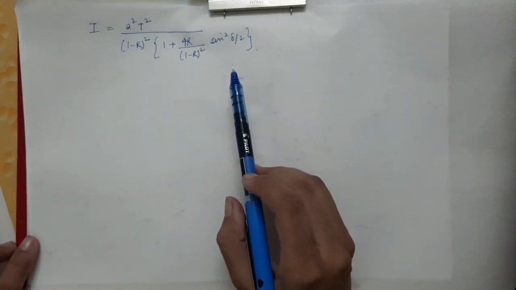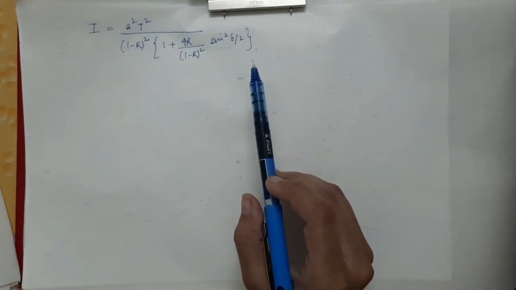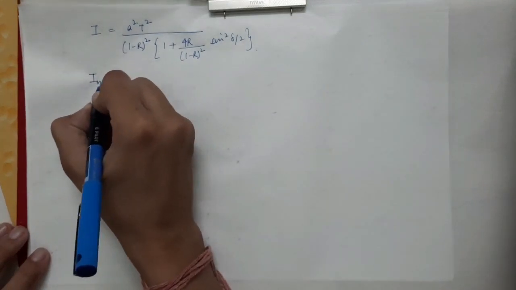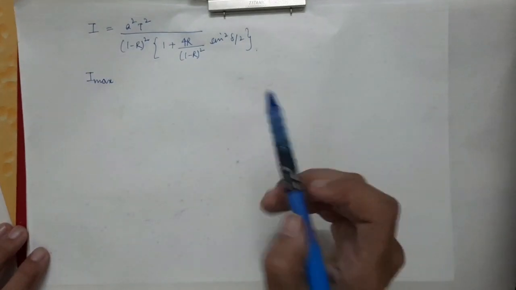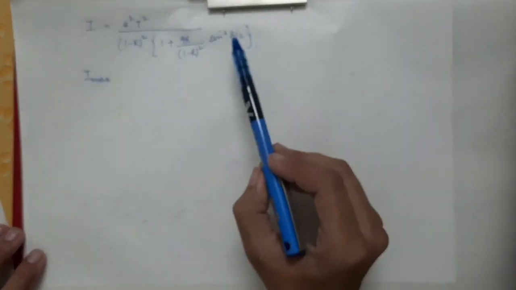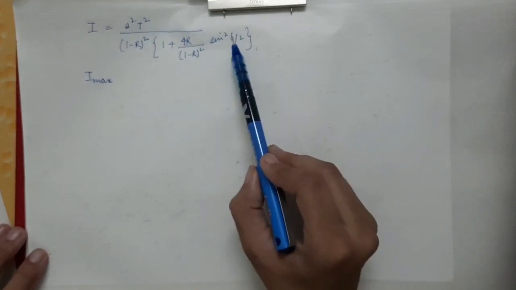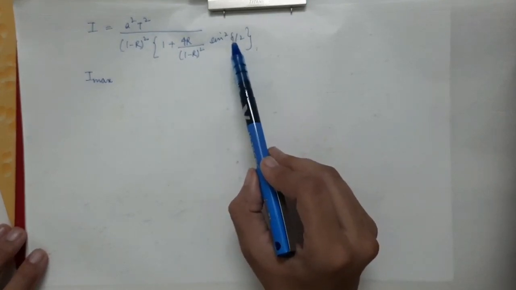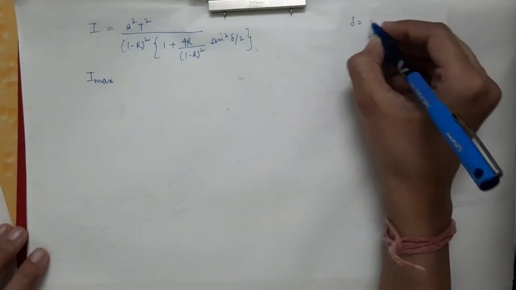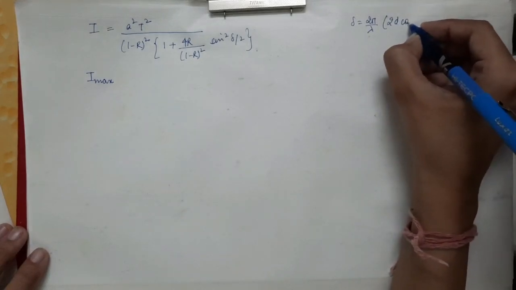So maximum intensity will correspond to bright fringe, and minimum intensity will correspond to dark fringe. So for maximum intensity, I max, what is the variable over here? Capital T will be constant, capital R will be constant. So what will be the variable? It will be delta. So delta depends upon theta, because as we had seen, delta is equal to 2 pi by lambda into 2d cos theta.